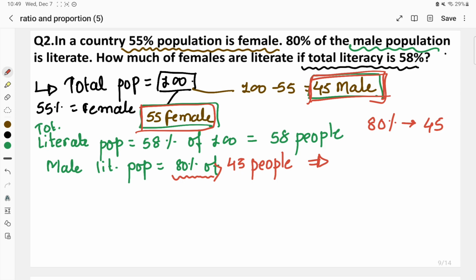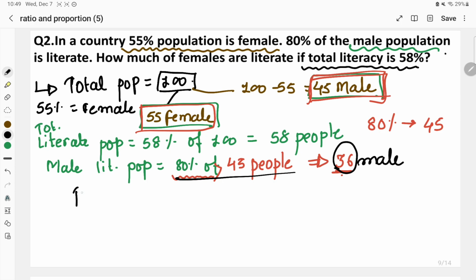Okay, and comment in the comment section the method that you have followed for calculating 80% of 45. This is equal to 36. Okay, the answer will be 36. But you tell me the way you have calculated it. Now next, 80% of the 45 people means 36 of the male candidates are literate.